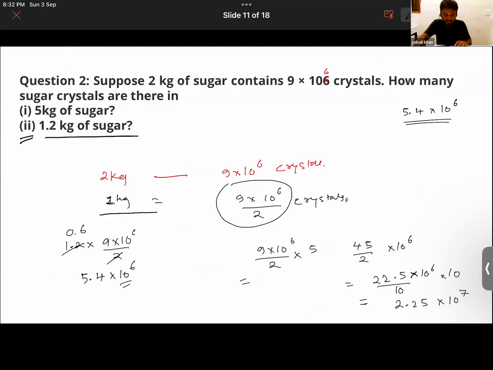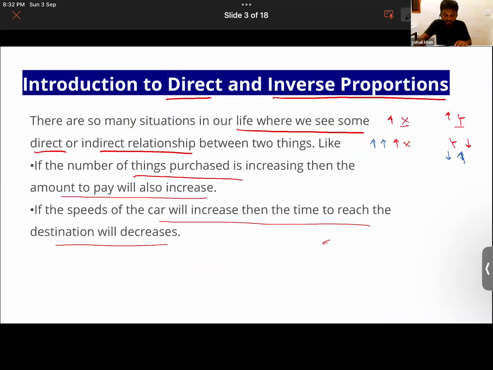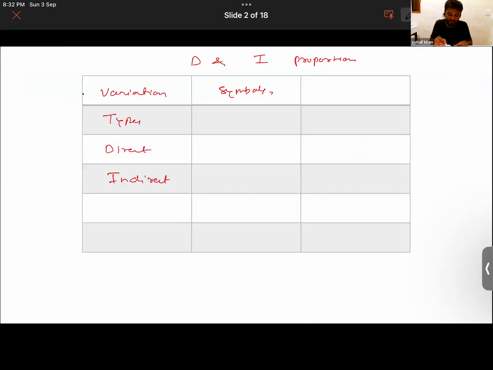So in today's class, what are the things we have discussed? We talked about what is variation. When you have two objects A and B, and the change in object A affects the change in object B also, then that is called a variation between the two quantities. It could be either direct or inverse relation. This symbol is read as is proportional to.